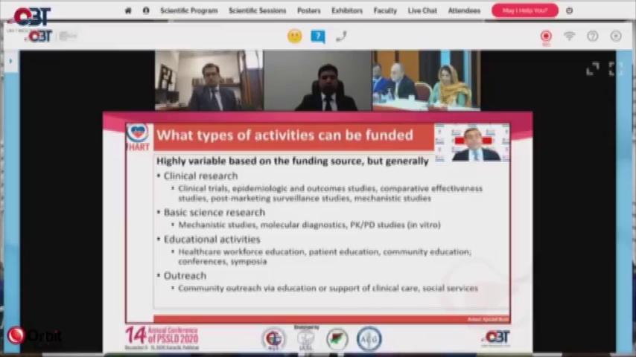Some organizations also fund educational activities, and these could include healthcare workforce education, patient education, and community education. They can also fund certain conferences and symposia as long as they follow certain criteria that they've put forth. Outreach activities can also be supported by some organizations, and these include community outreach via education or support of either clinical care or social services.